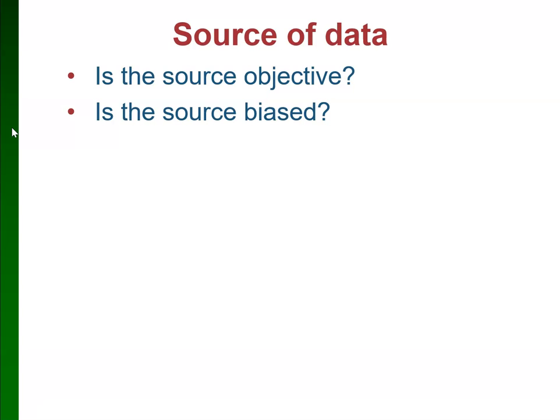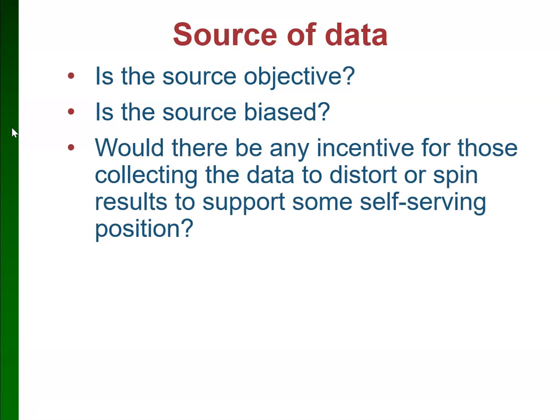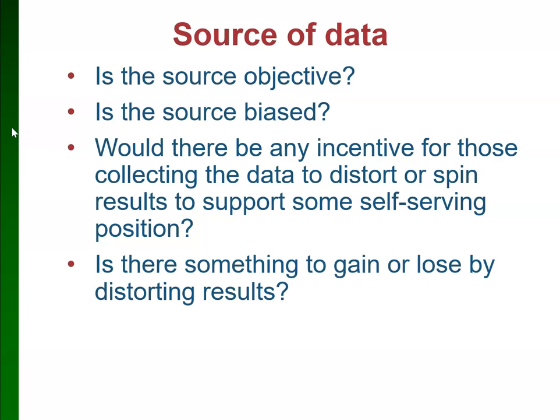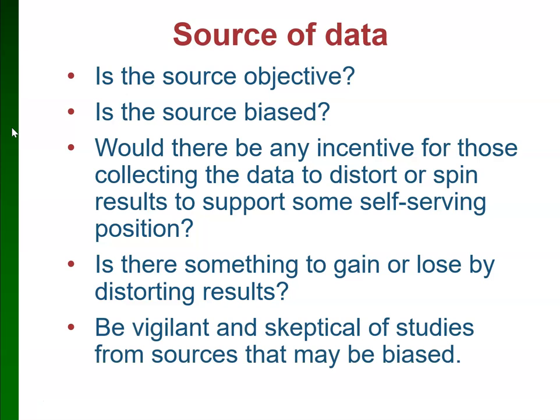When we think about the source of the data, we want to ask if the source is objective or if it's biased. And would there be any incentive for those collecting the data to distort or spin results to support some self-serving position? Is there something to gain or lose by distorting results? And we want to be vigilant and skeptical of studies from sources that might be biased.